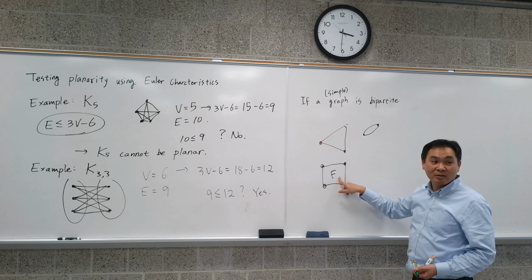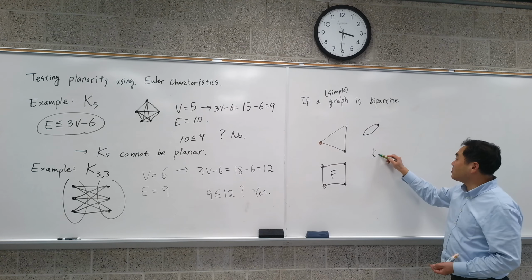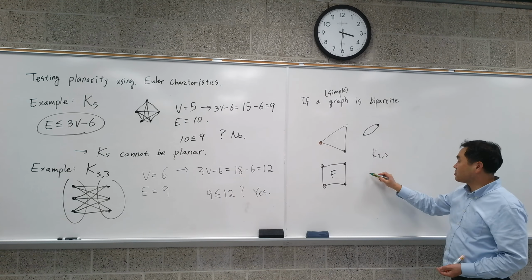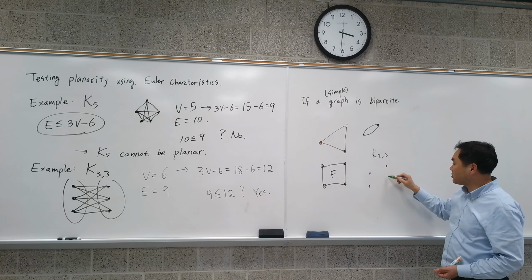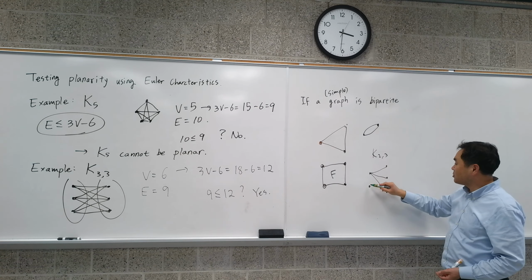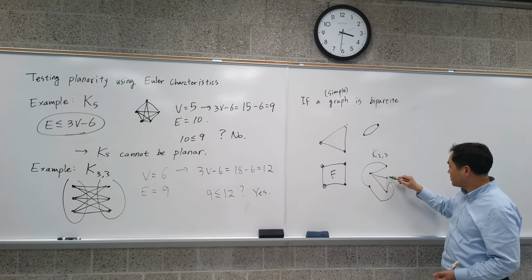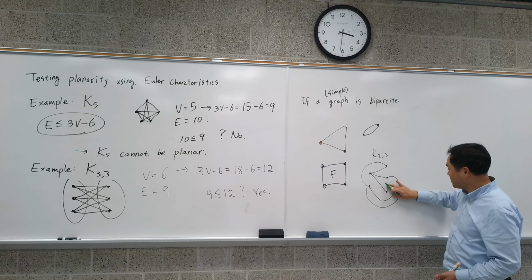In fact, we know that K23 is planar. So let's think about that one. K23 is like this. And then you can make this planar like that. Sorry, it's straight.